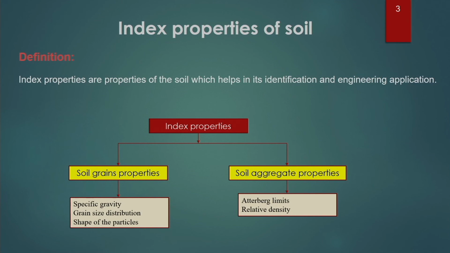Similarly, the soil aggregate properties depend on how the soil forms and how it gets deposited. Depending on the soil particle size, it can be a coarse grained soil or a fine grained soil. So, if it is a fine grained soil, the aggregate properties will be like Atterberg limits and unconfined compressive strength. Similarly, if it is a coarse grained soil, it will be the relative density. Basically, the index properties can be of two things, one from the soil grains, one from the soil aggregates.